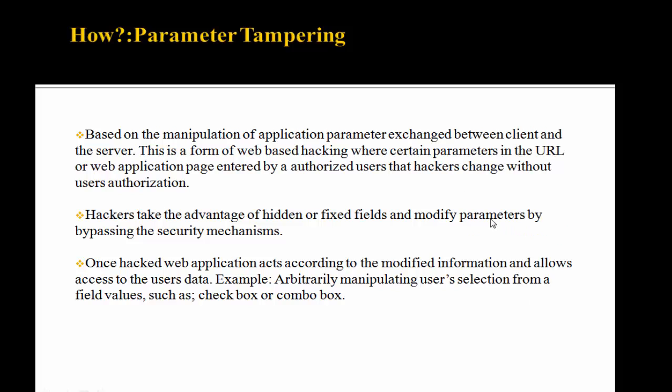Parameter tampering is another important issue that hackers use. They tamper with the parameters and hack the system or application, and this is based on manipulation of the web-based application. In a web-based application, parameters are exchanged between the client-side machine and the web server application. This is a form of web-based hacking where certain parameters in the URL or web application page, which can be accessed by authorized users, are changed by hackers without user authorization. Hackers take advantage of hidden or fixed fields and modify the parameters. A good example would be a checkbox, drop-down box, or combo box.